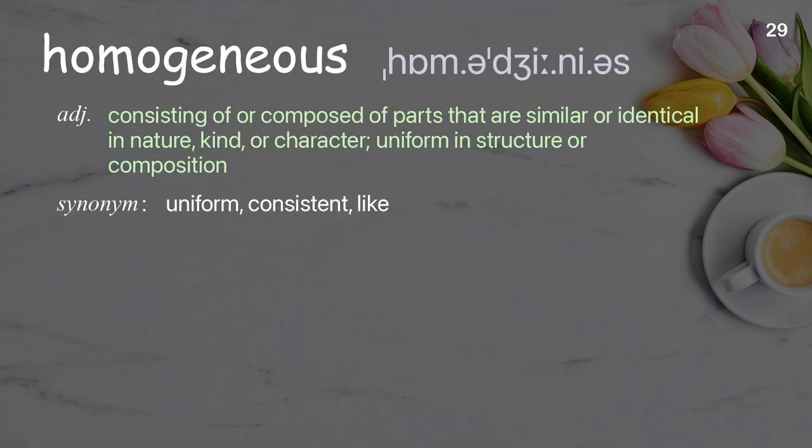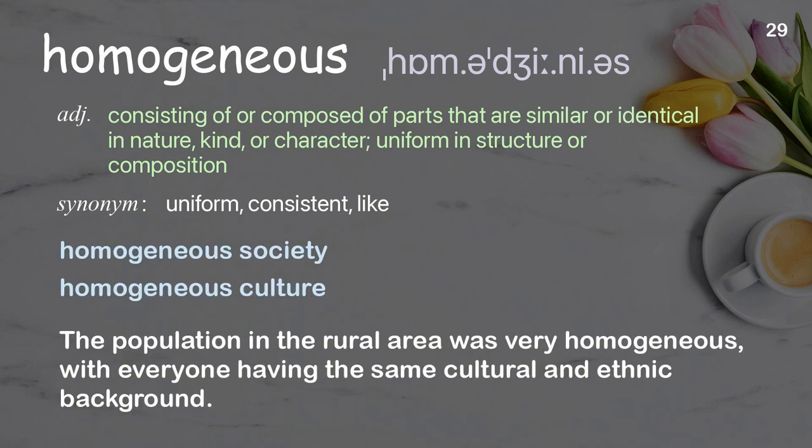Homogeneous. Consisting of or composed of parts that are similar or identical in nature, kind, or character. Uniform in structure or composition. Examples: homogeneous society, homogeneous culture. The population in the rural area was very homogeneous, with everyone having the same cultural and ethnic background.